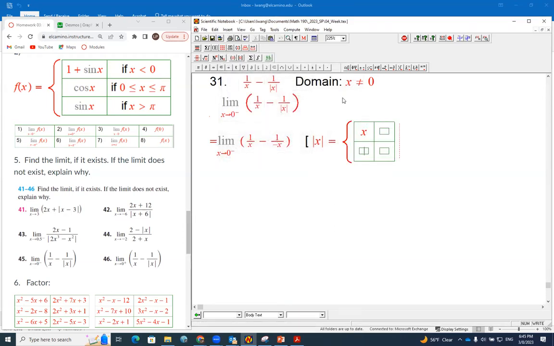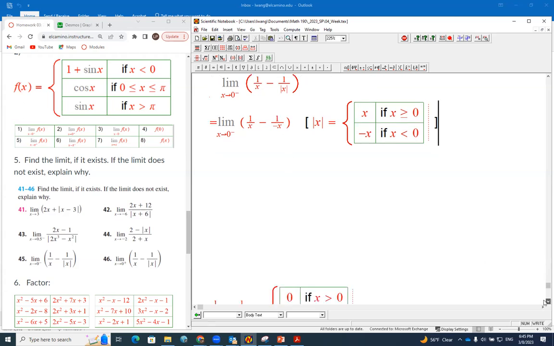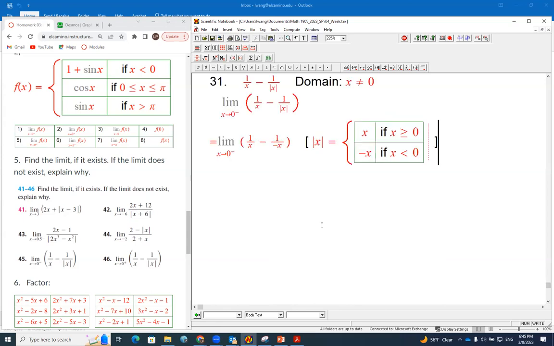I can't emphasize enough that you get that narrative. The absolute value of a non-negative number is the same as the number. The absolute value of a negative number is its opposite. So here I'm merely using this piece, because I know x is approaching 0 from smaller than 0. So I don't need to make those branches. If you want, you can do it, but it's work you don't have to do.